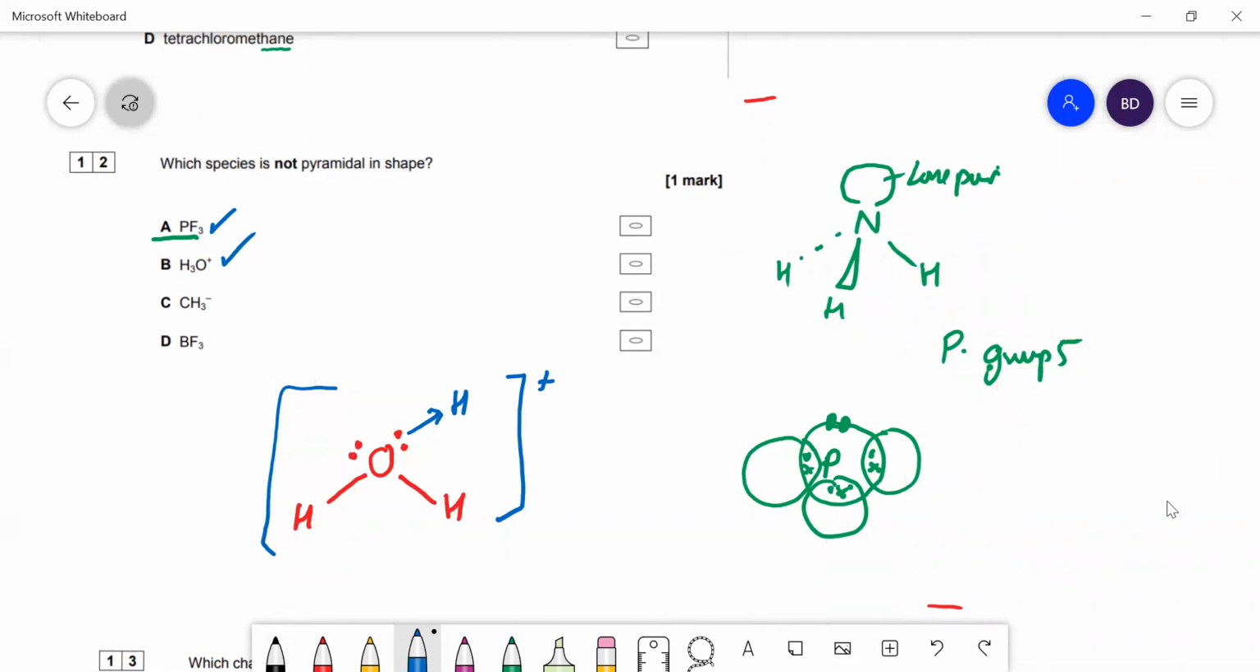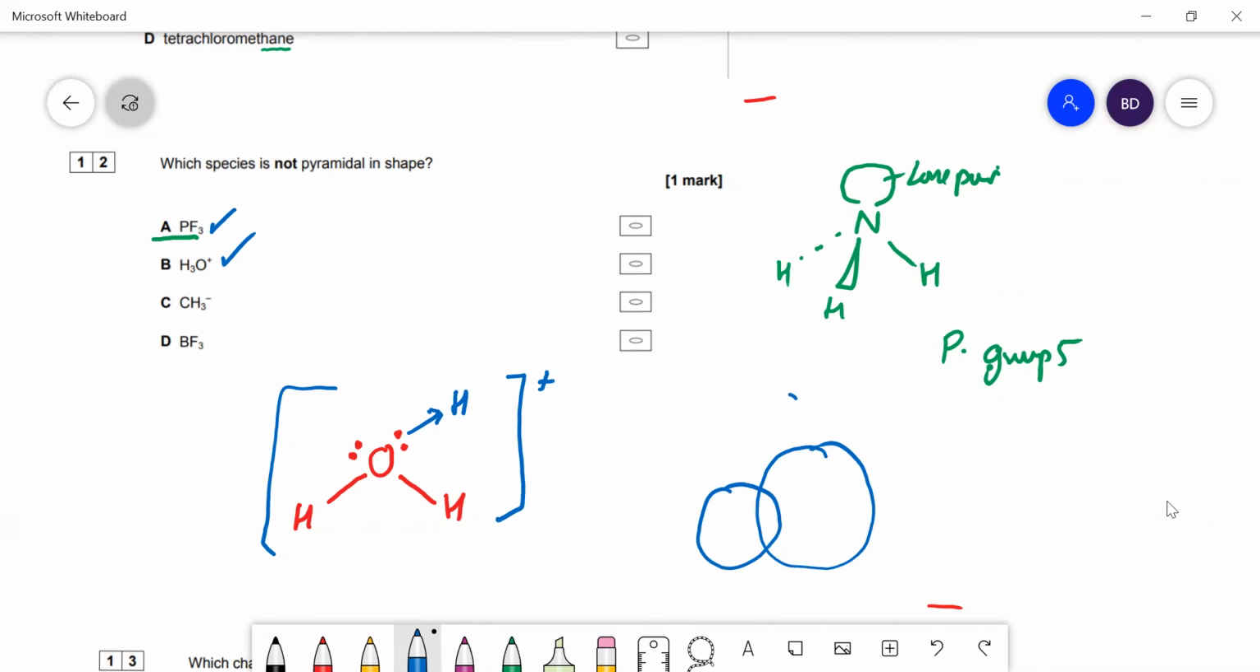Let's just see what that is. So I'll just rub this one out. Right, so let's see, carbon is in group 4. So I'm going to draw, okay, we've got 3 hydrogens, so we want a dot and a cross for each of those. Now I have drawn 3 of carbon's 4 electrons, so I need to draw 1 more, but it's CH3 minus here, so it's got an extra electron from somewhere else, so it does have a lone pair. That's got 3 bonding pairs and 1 lone pair, so that means BF3 must be the one that's not pyramidal.